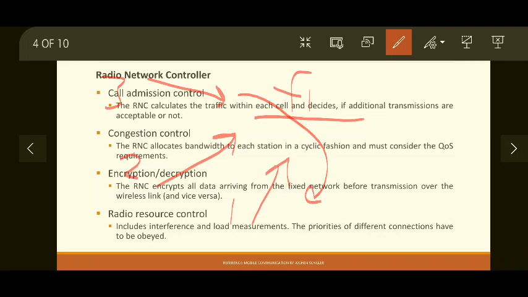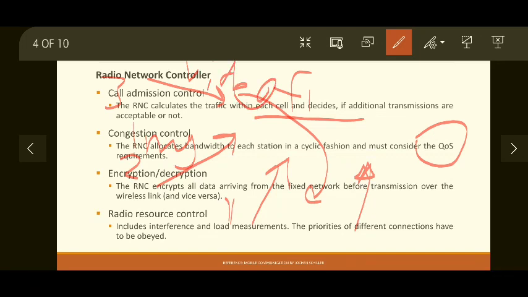But while allocating this channel, the RNC must consider the QoS requirements of each individual user. When 3 users are trying to access the same channel, how to decide which one is the first user? Depending on the QoS requirement, quality of service, what type of quality they require, the decision will be made by the RNC. Let's assume the first user is trying to send a voice or making a call, whereas the second user is trying to send an image, whereas the third user is trying to send a video.